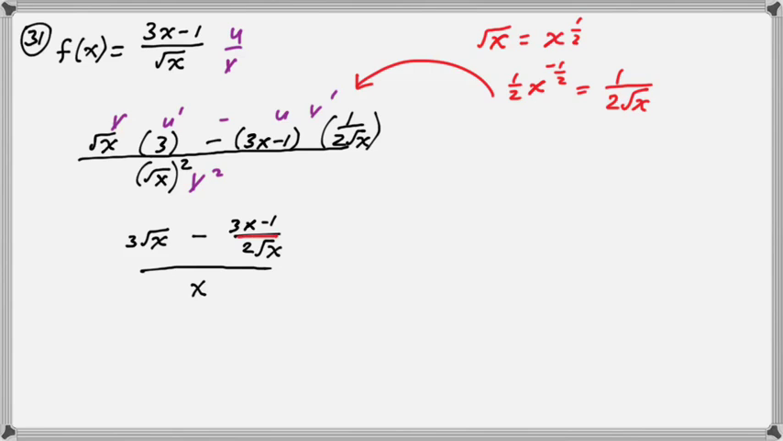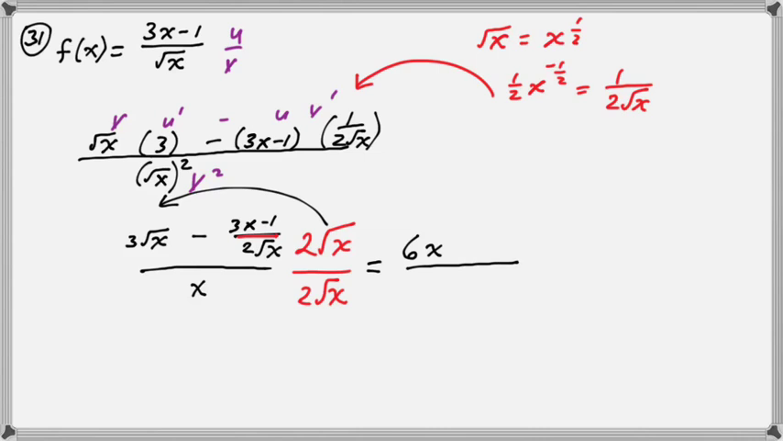What's the opposite of dividing by 2 radical x? Multiply, because I'll never take a radical and a radical. When you multiply here, you get 2 times 3, which is 6. Radical x times radical x, which is x. When I multiply here, they cancel, leaving me what? 3x minus 1. Always use parentheses when you subtract.